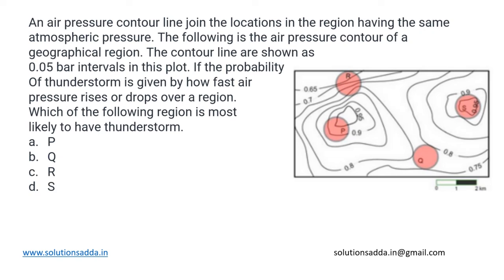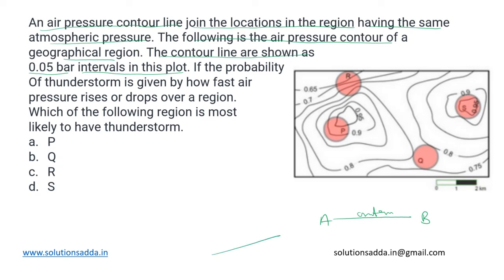This is a data interpretation type of question. The information is given as follows. An air pressure contour line joins the locations in a region having the same atmospheric pressure. The following is the air pressure contour of a geographical region. The contour lines are shown at 0.05 bar intervals in this plot, which means if there are two regions A and B and they are connected by a contour line, then both of these regions have the same atmospheric pressure.